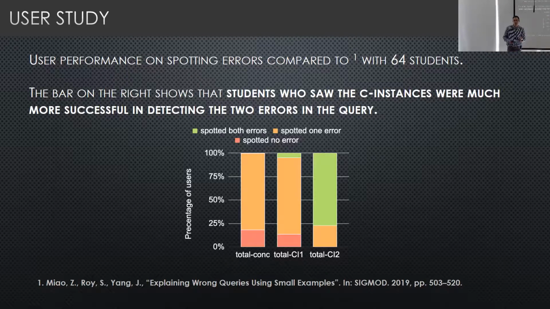The first group was shown 1 ground instance, which is a solution proposed by previous work. The second group was shown at first 1 C instance and then a second C instance with a different coverage. So we can see by the graphs that first, the group that saw 1 ground instance was not as successful in detecting the errors in the query in general. And for the second group, once they saw the second C instance, they were much more successful in detecting both of the errors in the query.